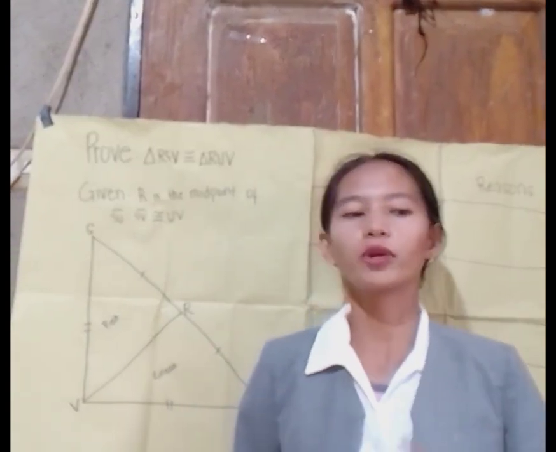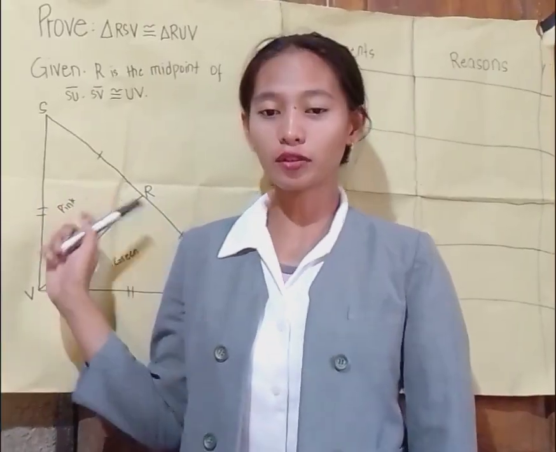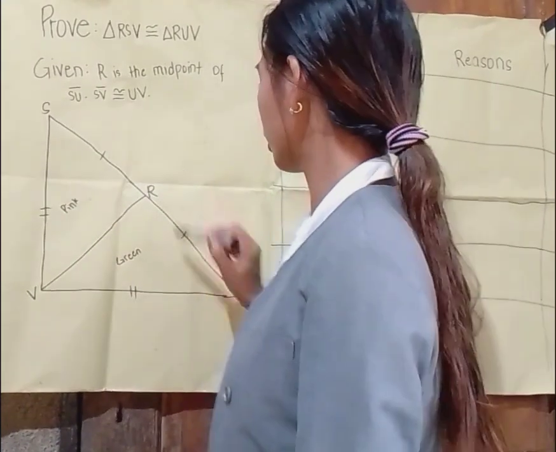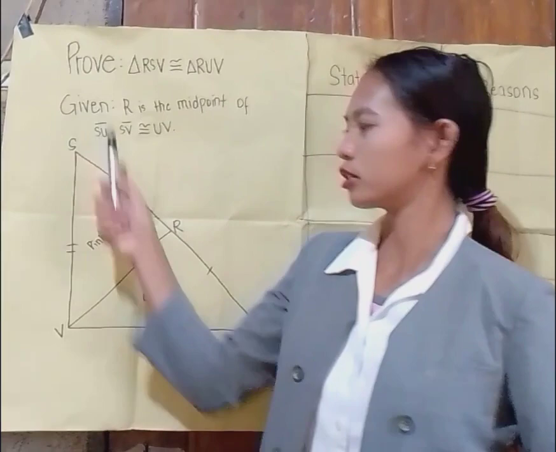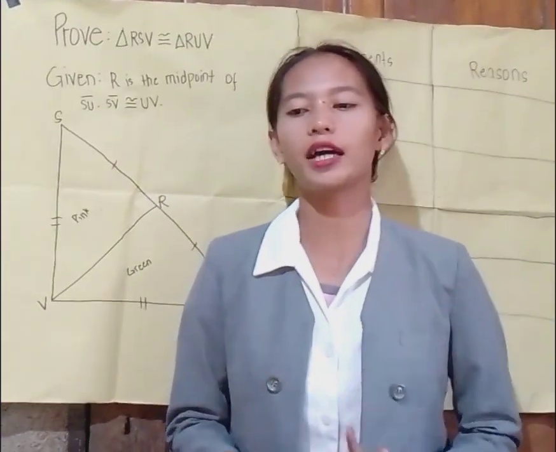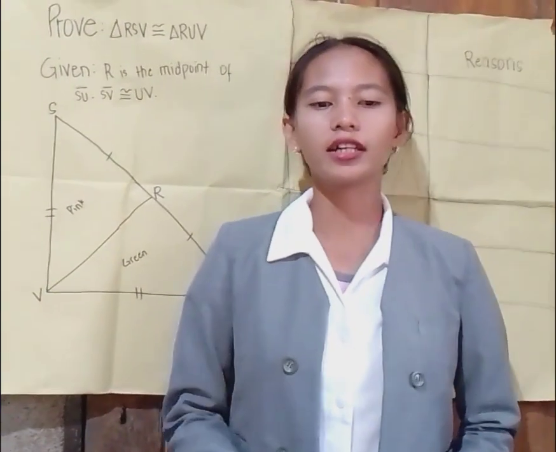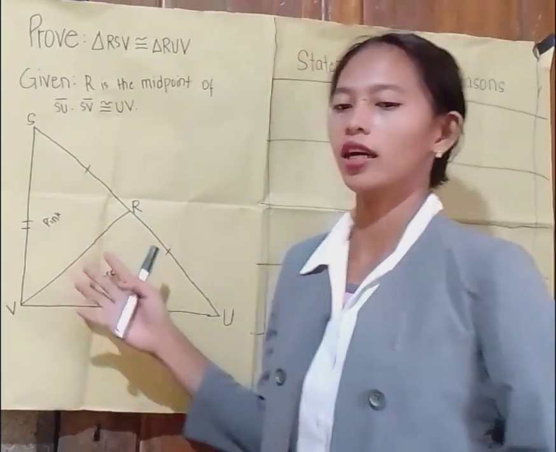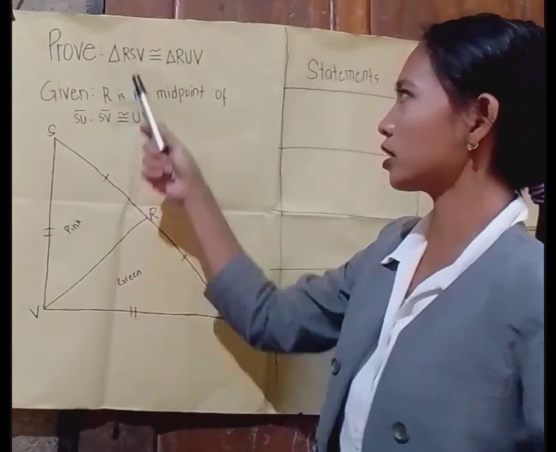First, we have to prove that triangle RSV is congruent to triangle RUV. We should see that these two triangles combine to make a large triangle, which is this. With this image, let's begin with the first given, which is this.